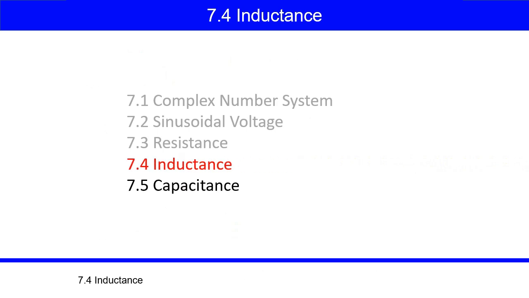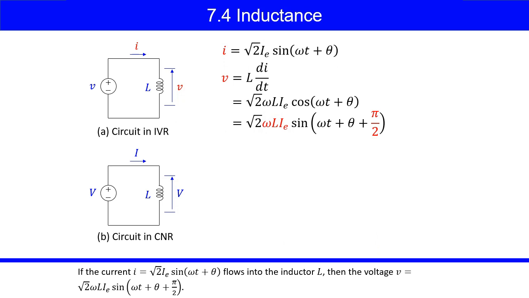Section 7.4, Inductance. If the current i, which is equal to square root 2 Ie sine(omega t plus theta), flows into the inductor L, then the voltage v is obtained as square root 2 omega L Ie times sine(omega t plus theta plus pi over 2).